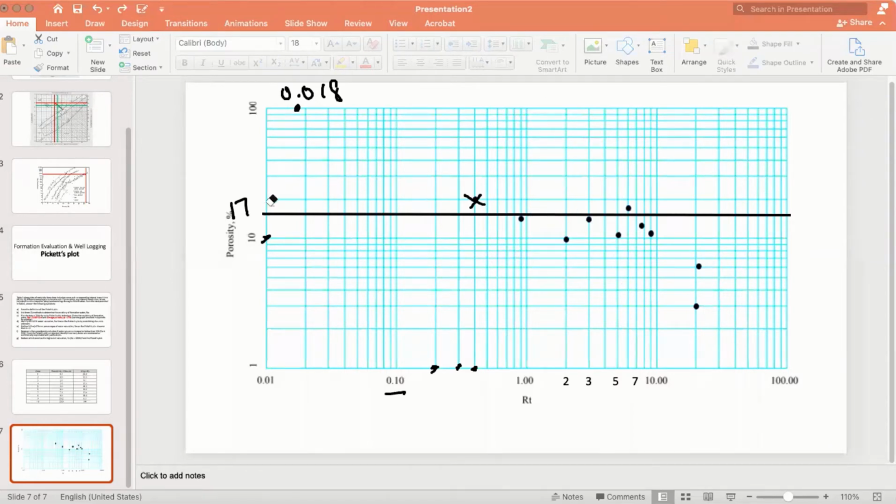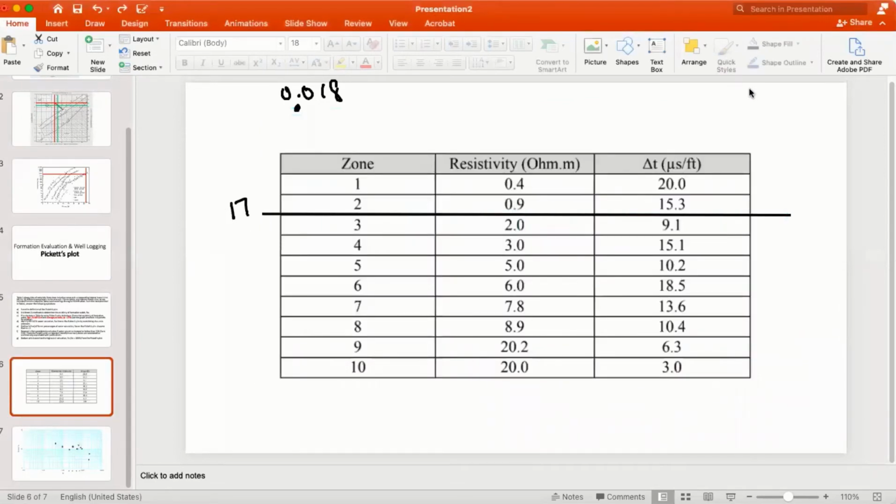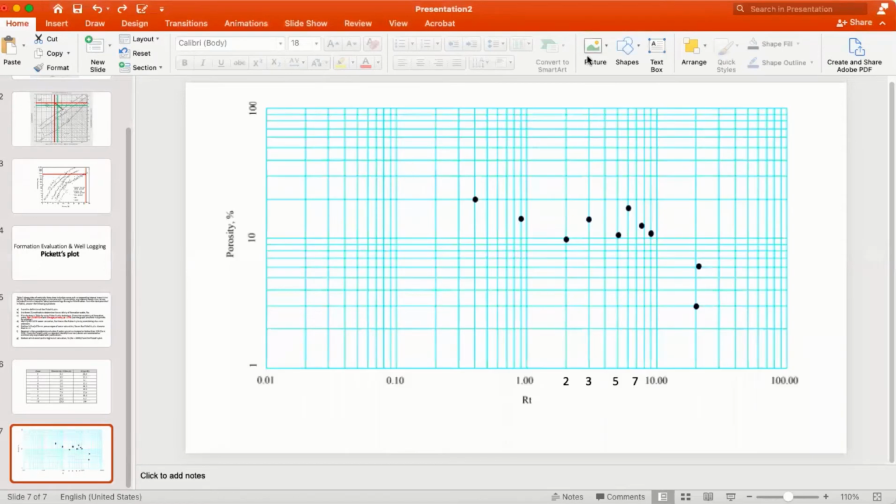So again, try this out on your own. Once you have tried it, you can come back here and look at this table. All right, so right now we come back here. Let us continue drawing.